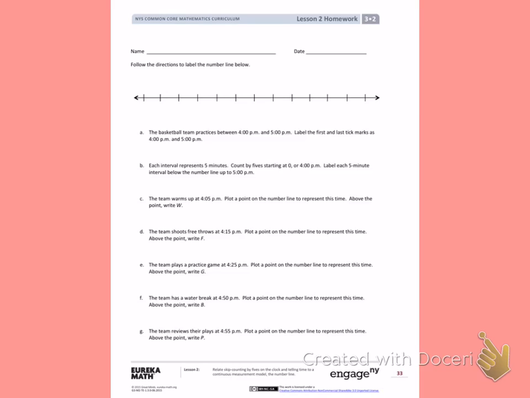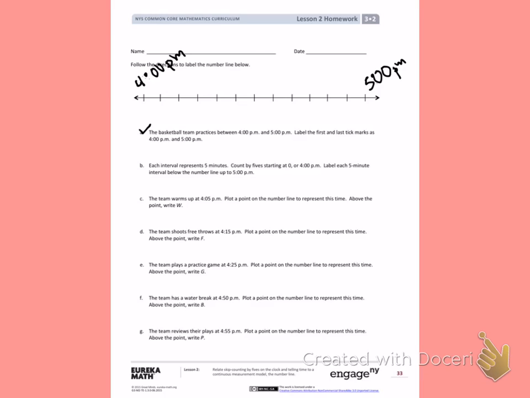Follow the directions to label the number line below. Letter A. The basketball team practices between 4 o'clock p.m. and 5 o'clock p.m. Label the first and the last tick marks as 4 o'clock p.m. and 5 o'clock p.m. So I'm simply going to label the first tick mark as 4 o'clock p.m. and the last tick mark as 5 o'clock p.m. Letter A is now done.